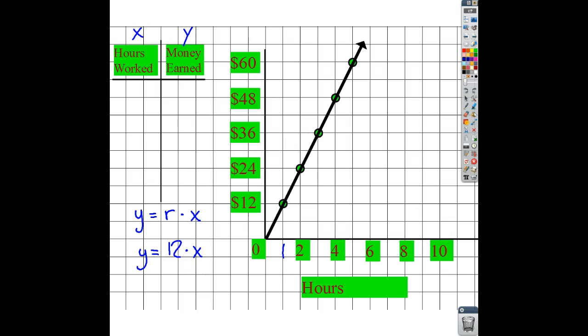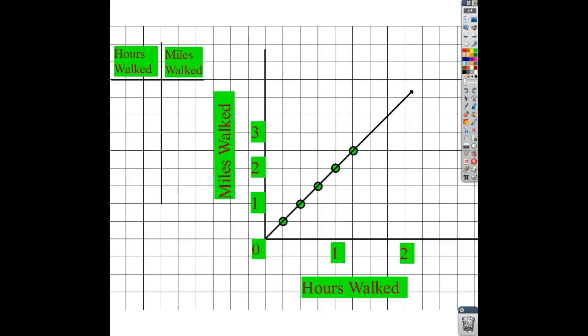First thing I'd like you to do is identify what X and what Y are. Hopefully you figured out that X is the hours walked, Y is the miles walked. In this case it should be pretty easy because I've set it up for a graph: these are the X values, these are the Y values, going up and down. So again, Y is equal to the rate times X.